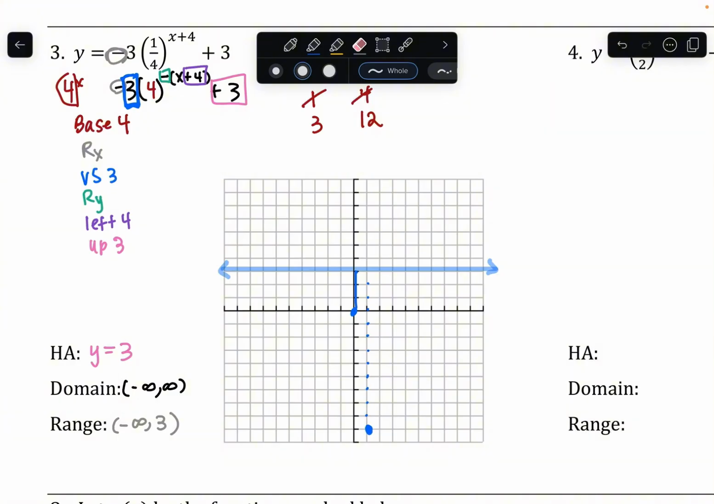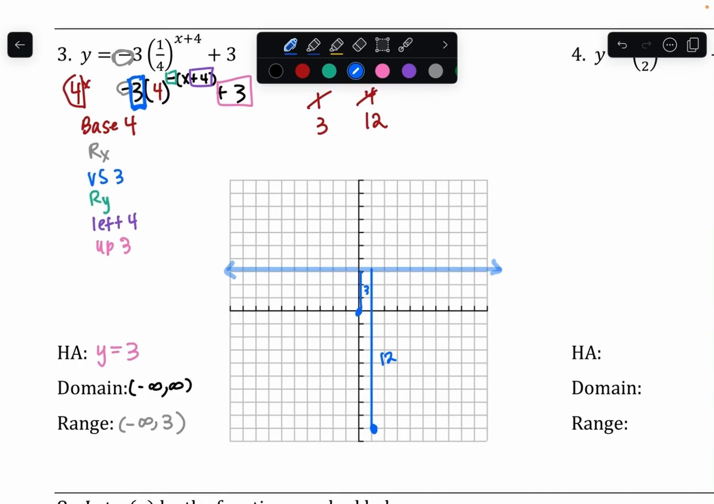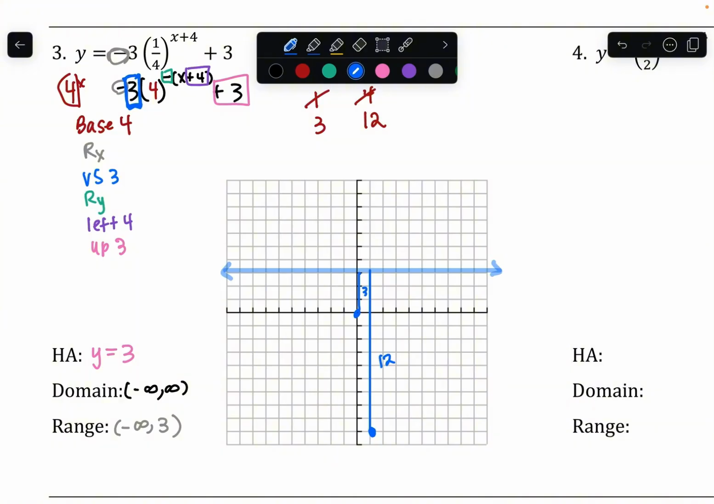Okay, and so when I'm talking about distance, I'm measuring from the asymptote each time. Okay, not from the previous point. So my distances are 3, then 12. Okay, we've already taken care of the fact that it's been reflected because we're underneath it. We've taken care of the vertical stretch by 3.